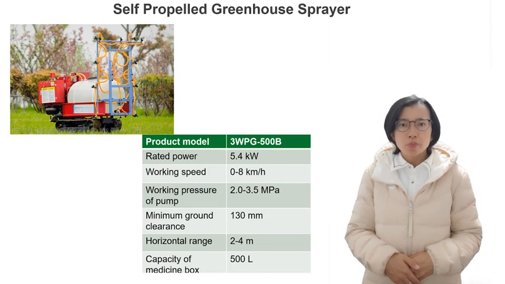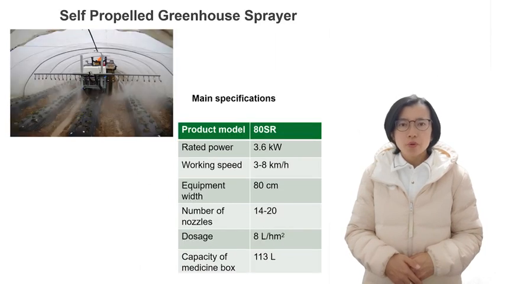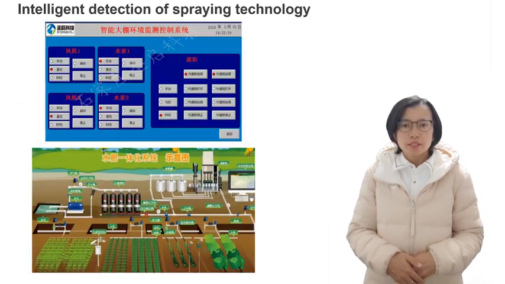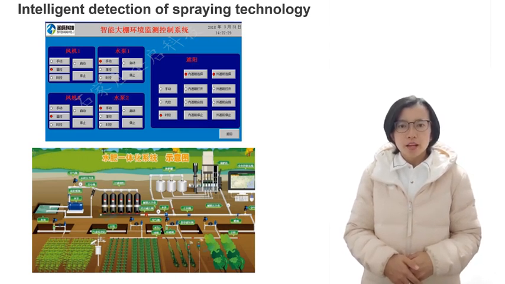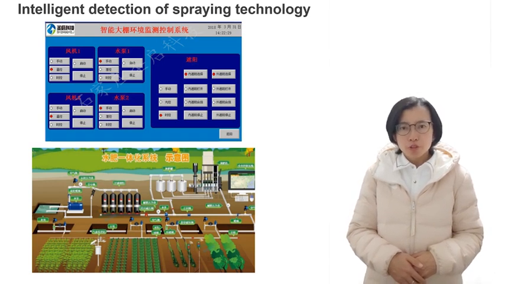This is a self-propelled greenhouse sprayer. The capacity of medicine box is 500. A self-propelled greenhouse sprayer, the capacity of the medicine box is about 100. This is a controlling system for the spraying machineries. And we can operate it from the mobile phone, from laptop.